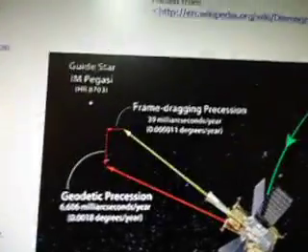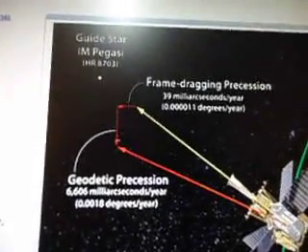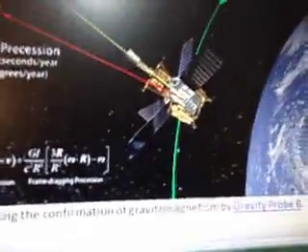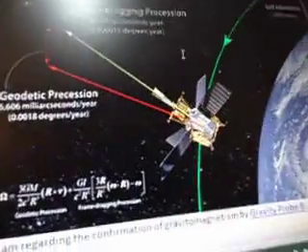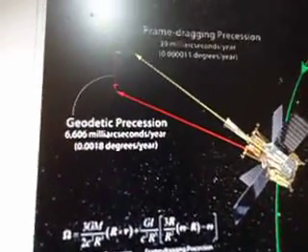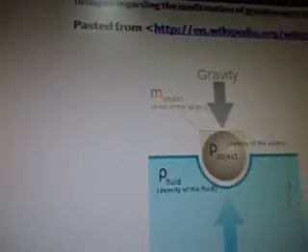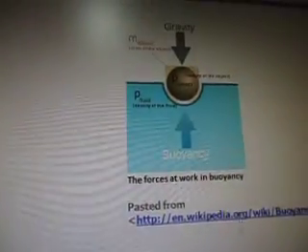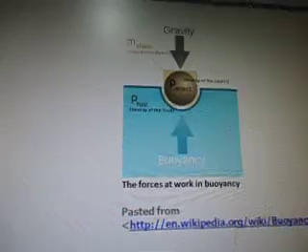So this is a diagram regarding the confirmation of gravitomagnetism by Gravity Probe B. Frame dragging precision, geodetic precision. I guess that claims what. The next thing is gravity, the forces at work in buoyancy, like something bobbing up and down in the water.